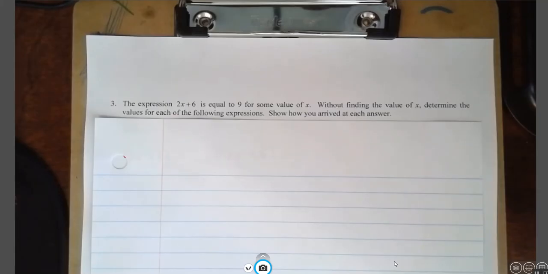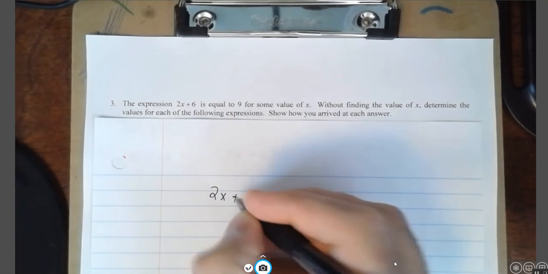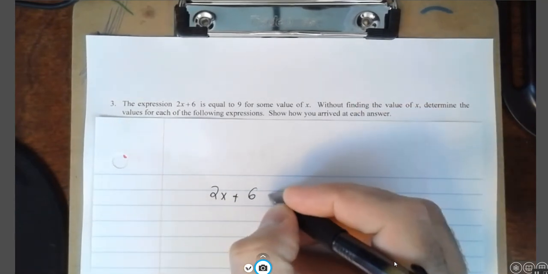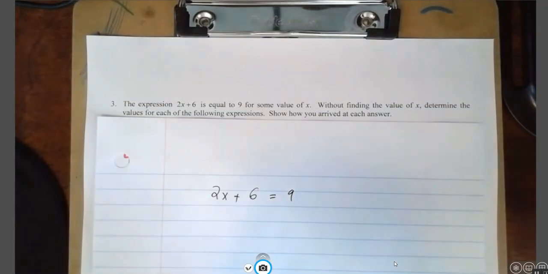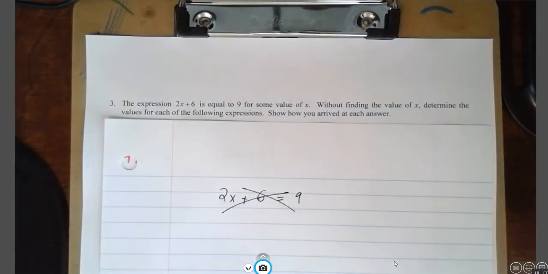Okay, so first of all, the expression 2x plus 6 is equal to 9 for some value of x. This does not mean that we take 2x plus 6, set it equal to 9, and then solve for x. That's not what we're doing. That's not what this whole section is about. This section, if you watch the video, is about something called mindful manipulation.